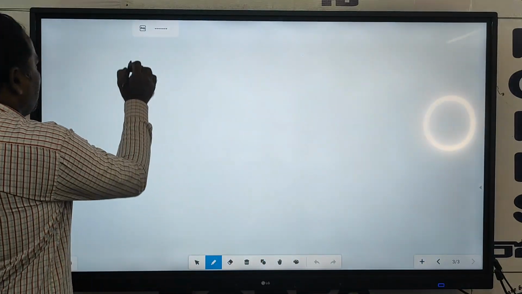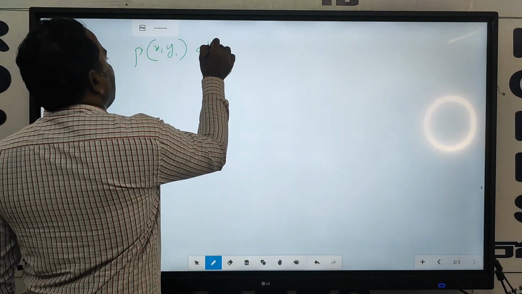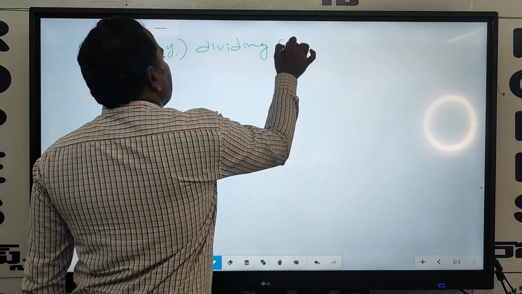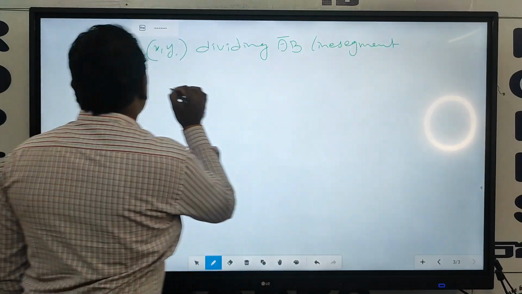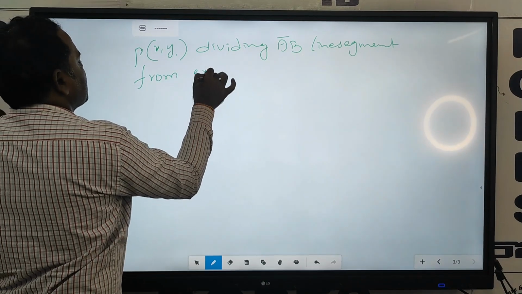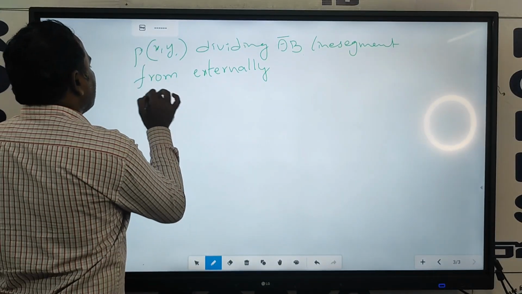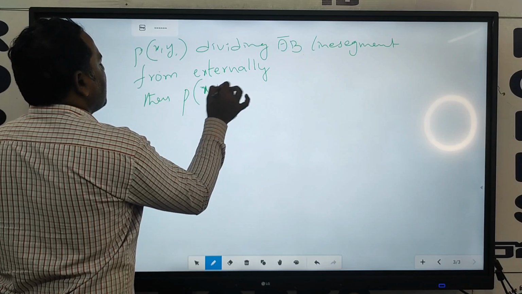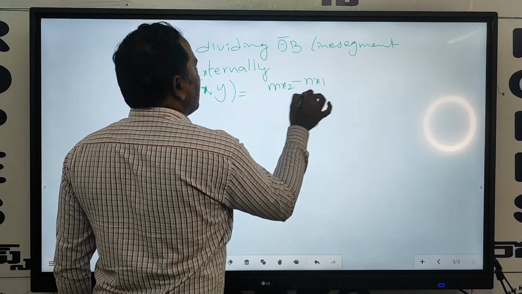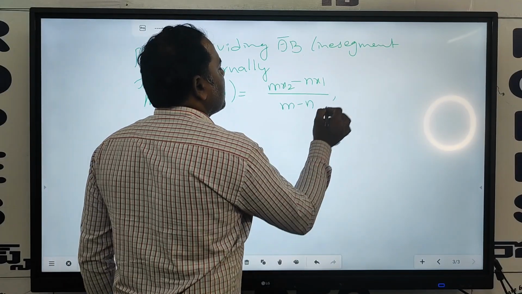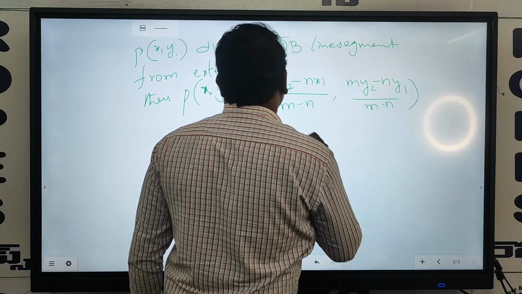Next, if P(x, y) is dividing the AB line segment externally, then P(x, y) is equal to ((mx2 minus nx1) by (m minus n), (my2 minus ny1) by (m minus n)). This is the point P.